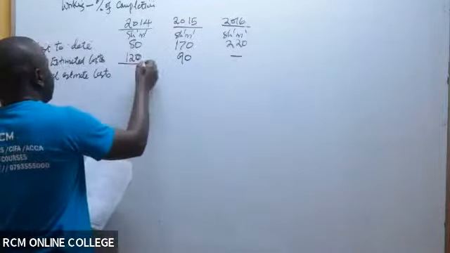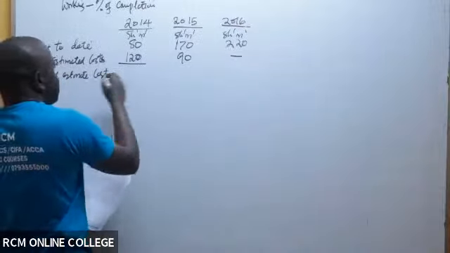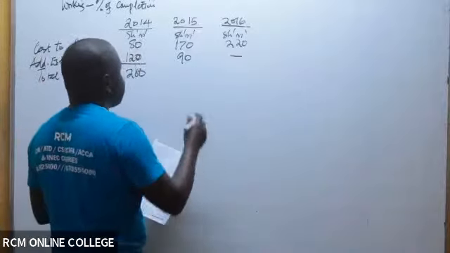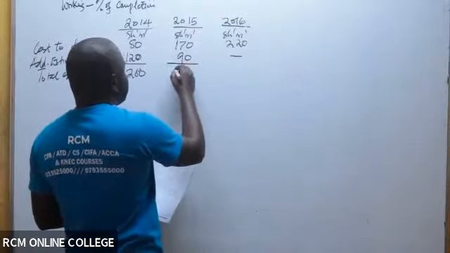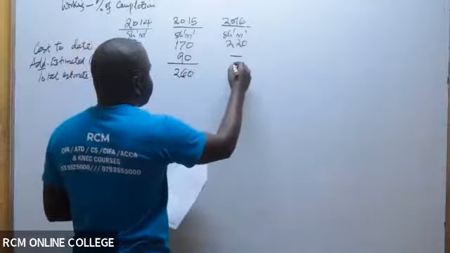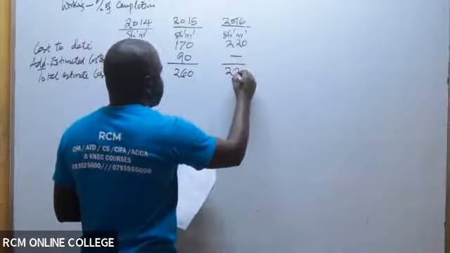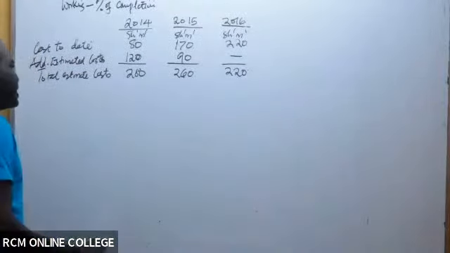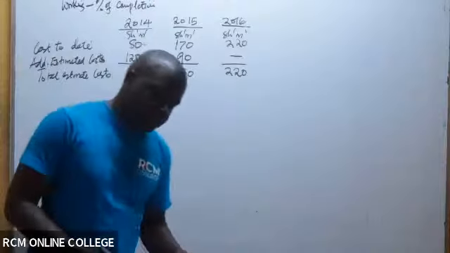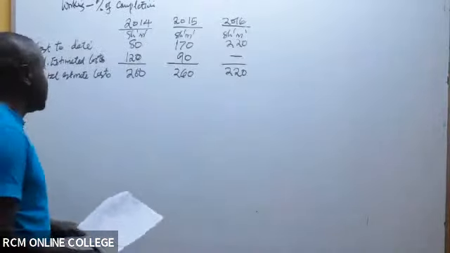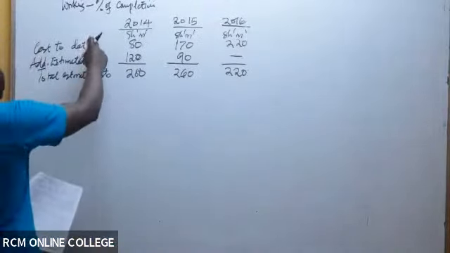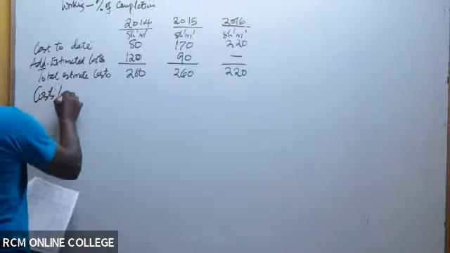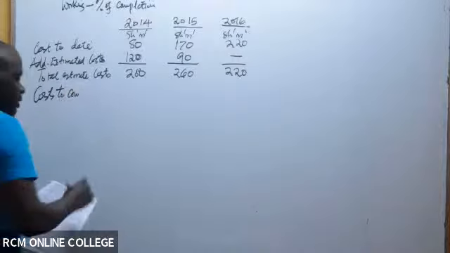So when you add the two, this one becomes 200 million. And this one becomes, is it 260? 260 million. This one becomes, in this case, 220 million. So to get the percentage of completion, we said you take the cost to date, you divide by the total costs.